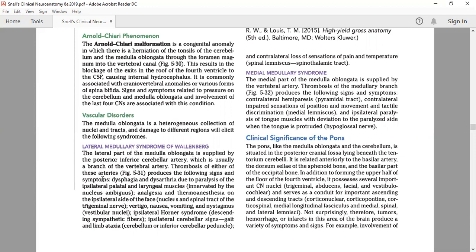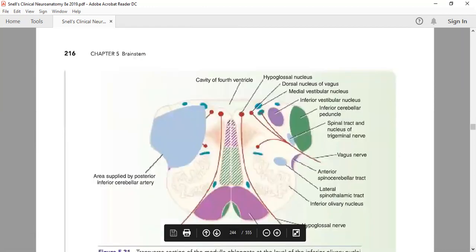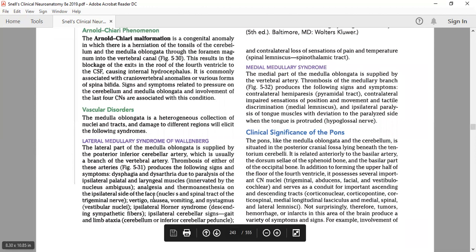Thrombosis of either of these arteries produces the following signs and symptoms: dysphagia and dysarthria due to paralysis of the ipsilateral palatal and laryngeal muscles innervated by the nucleus ambiguus; analgesia and thermoanesthesia on the ipsilateral side of the face, due to the nucleus and spinal tract of the trigeminal nerve; vertigo, nausea, vomiting, and nystagmus due to the vestibular nuclei; ipsilateral Horner syndrome, descending sympathetic fibers.